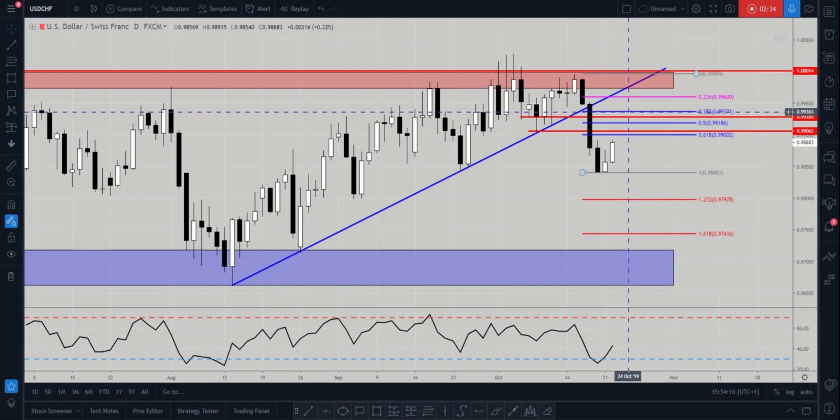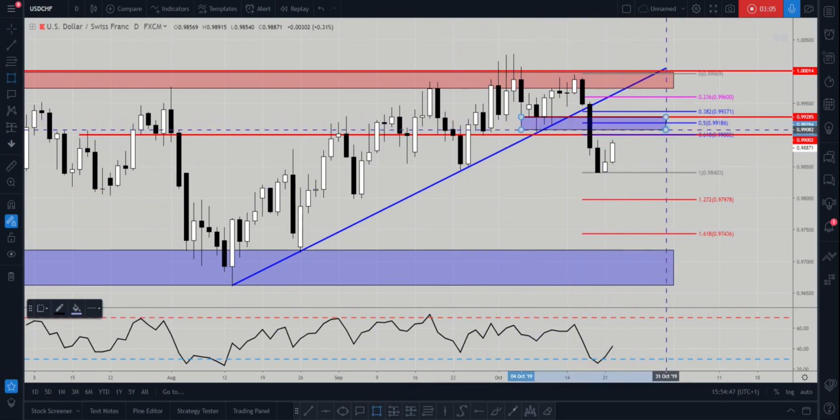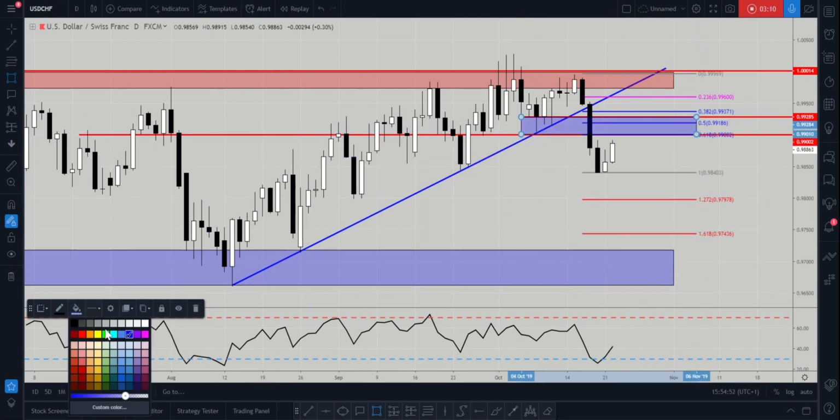The 382 is an okay area, not that great. The 50% fibs are a little bit better, and the 618 lines up quite nicely with this structure. So if I just put a line looking left, you can see nice resistance here, support, resistance, support, support, support, support. So the 618 area is a nice little area to look at, but obviously I always take into account the previous structure points. So for me on dollar Swiss, what I really want to be looking at is the potential for this area here to act as resistance.